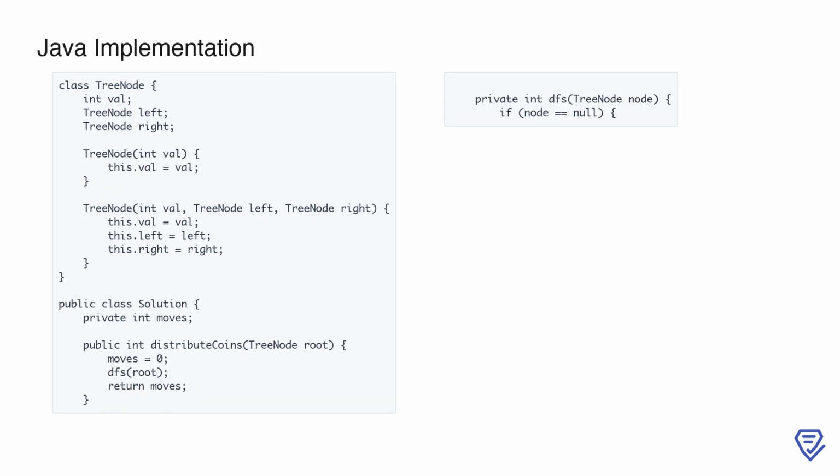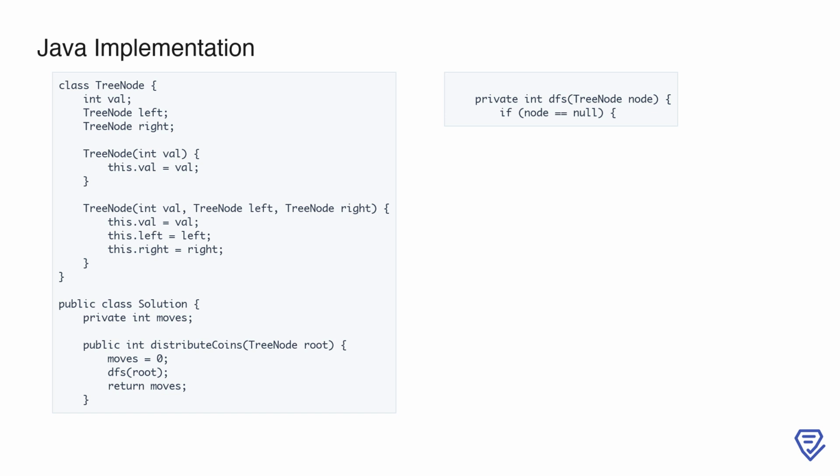Here we start by defining the structure of our binary tree with the TreeNode class. Each node in the tree has a value representing the number of coins at that node, along with references to its left and right child nodes. We also define 2 constructors, one for creating a node with just a value, and another for initializing a node with its value and its left and right children.